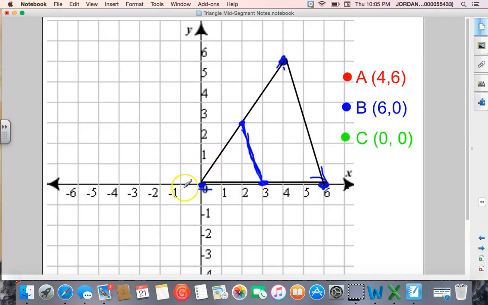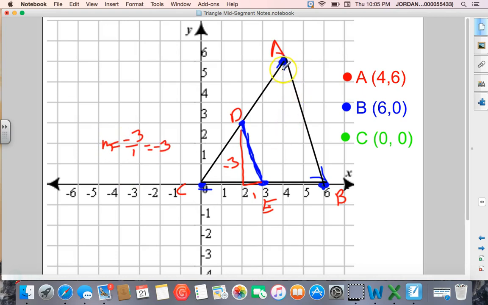So this was point C. Right here we had point B. And up here was A. So we'll call this D and E. So we need to prove this is parallel to that. So what's the slope of this? Well, let's just count rise over run. We go down 3 and over 1. So our rise is -3, our run is 1. So the slope is -3 over 1, which is -3.